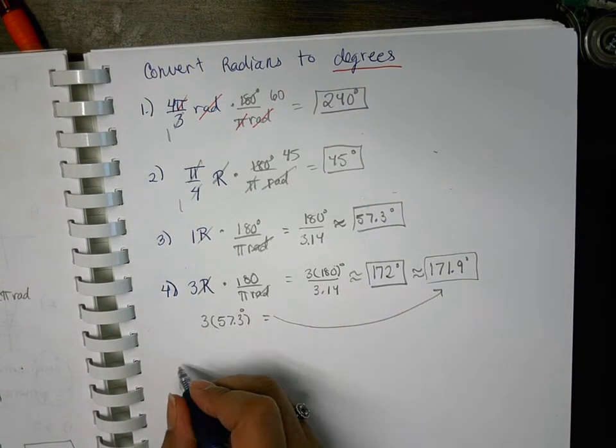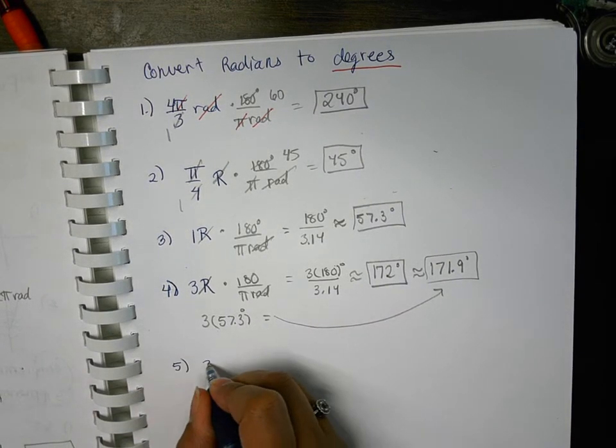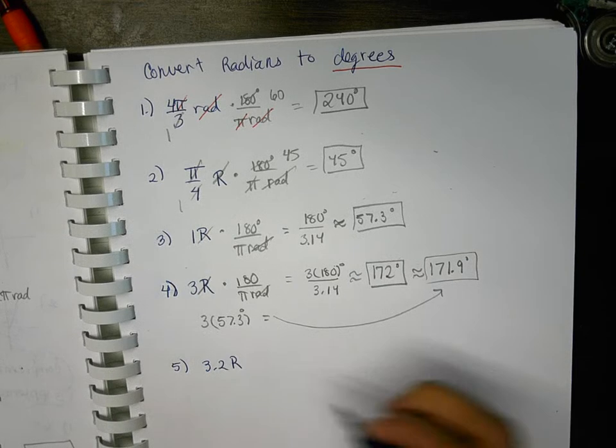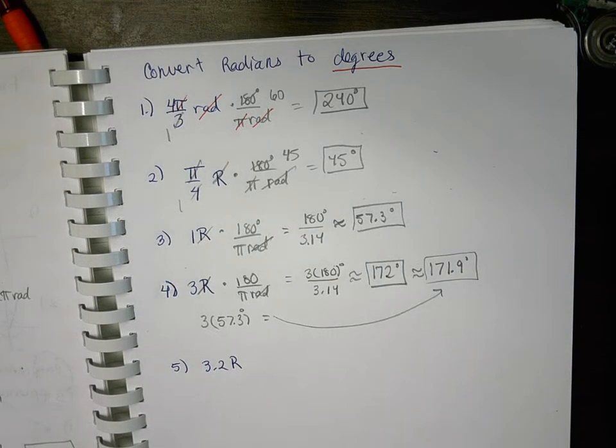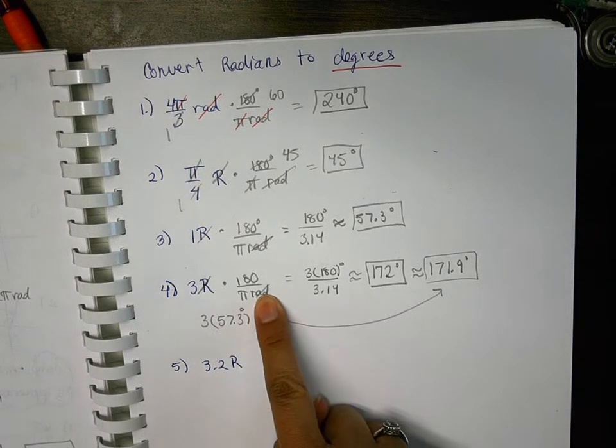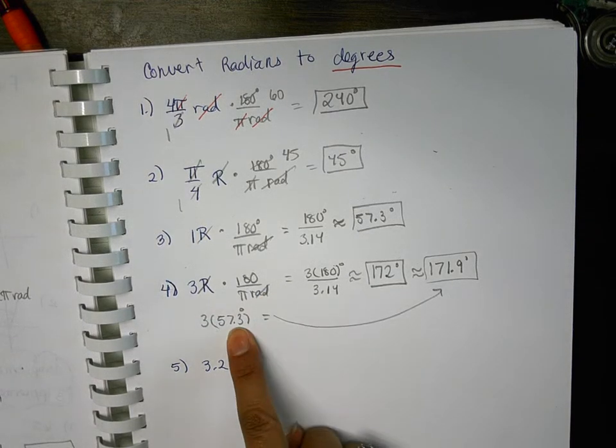Okay, number 5, 3.2R. How do we know that's a radian? Okay, I'm going to let you guys do that one on your own. You choose which method you want to use: 180 over pi radians or times 57.3.